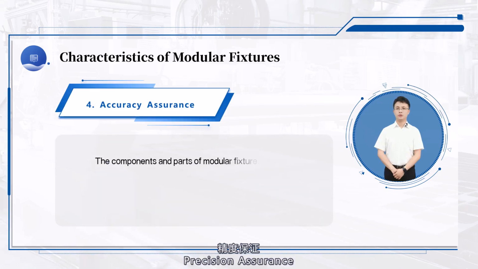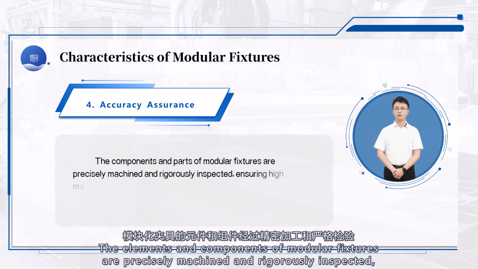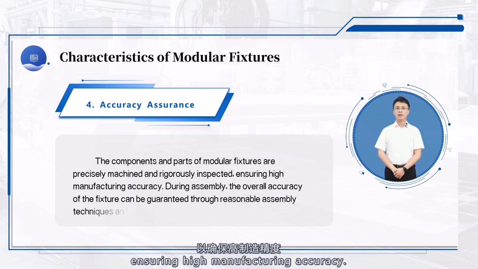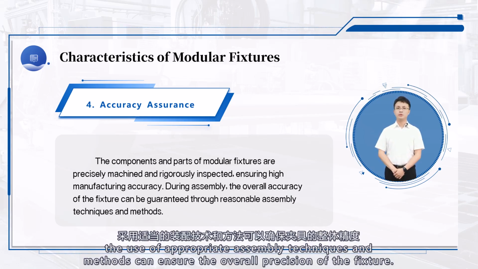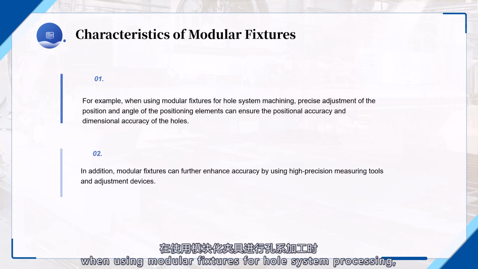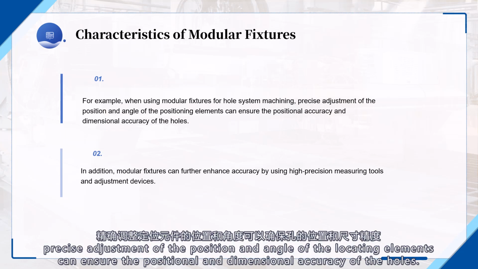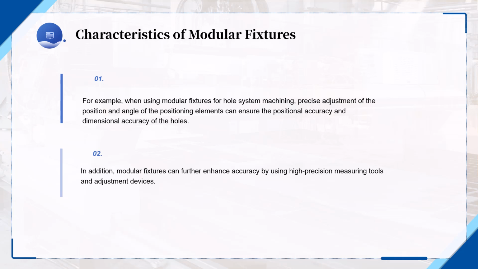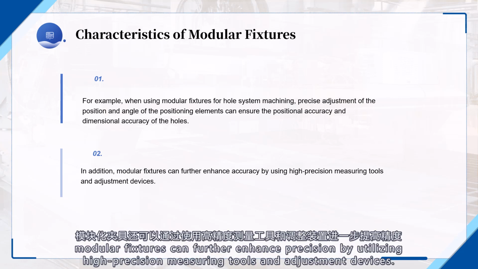4. Precision assurance. The elements and components of modular fixtures are precisely machined and rigorously inspected, ensuring high manufacturing accuracy. During assembly, the use of appropriate assembly techniques and methods can ensure the overall precision of the fixture. For example, when using modular fixtures for hole system processing, precise adjustment of the position and angle of the locating elements can ensure the positional and dimensional accuracy of the holes. Additionally, modular fixtures can further enhance precision by utilizing high-precision measuring tools and adjustment devices.